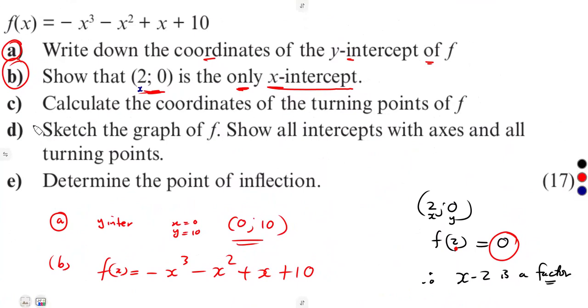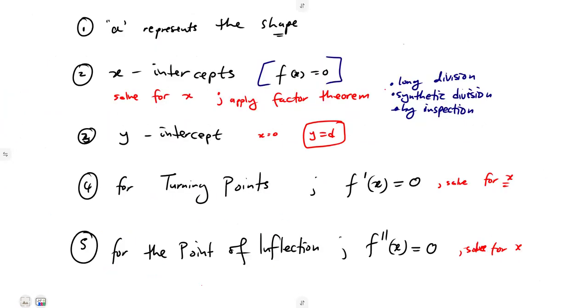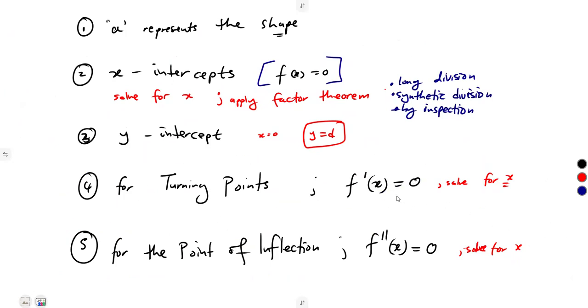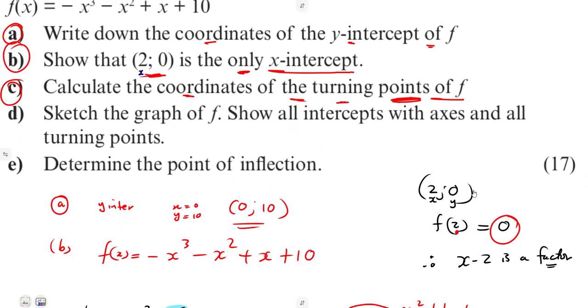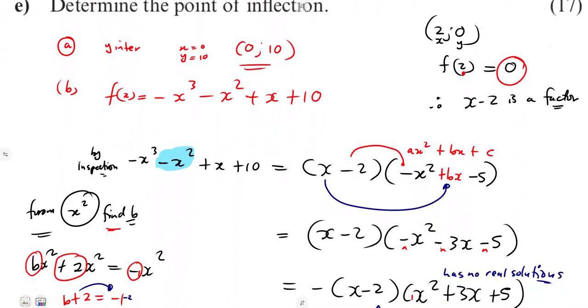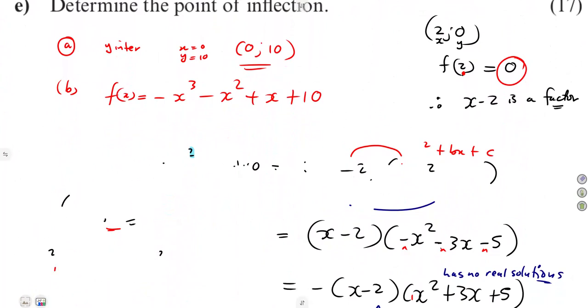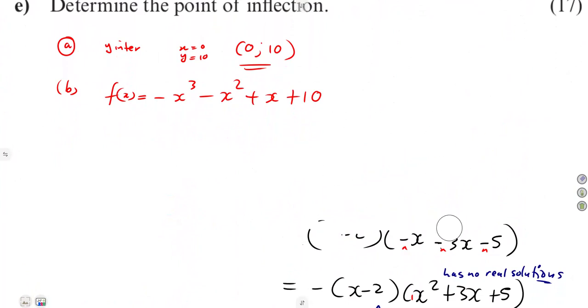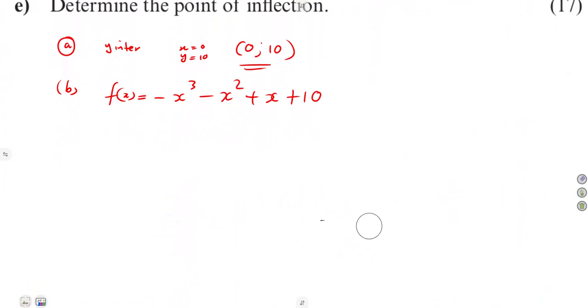All right. Then C, calculate the coordinates of the turning points of f. For turning points, the first derivative has to be equal to 0. So in our case, that is what you're going to consider from our f of x. Let us simply find the first derivative from there, then equate to 0. We are done. That is how you simply answer these typical questions, guys. Do not worry much. Just do more revision on your side. So that is it for C.